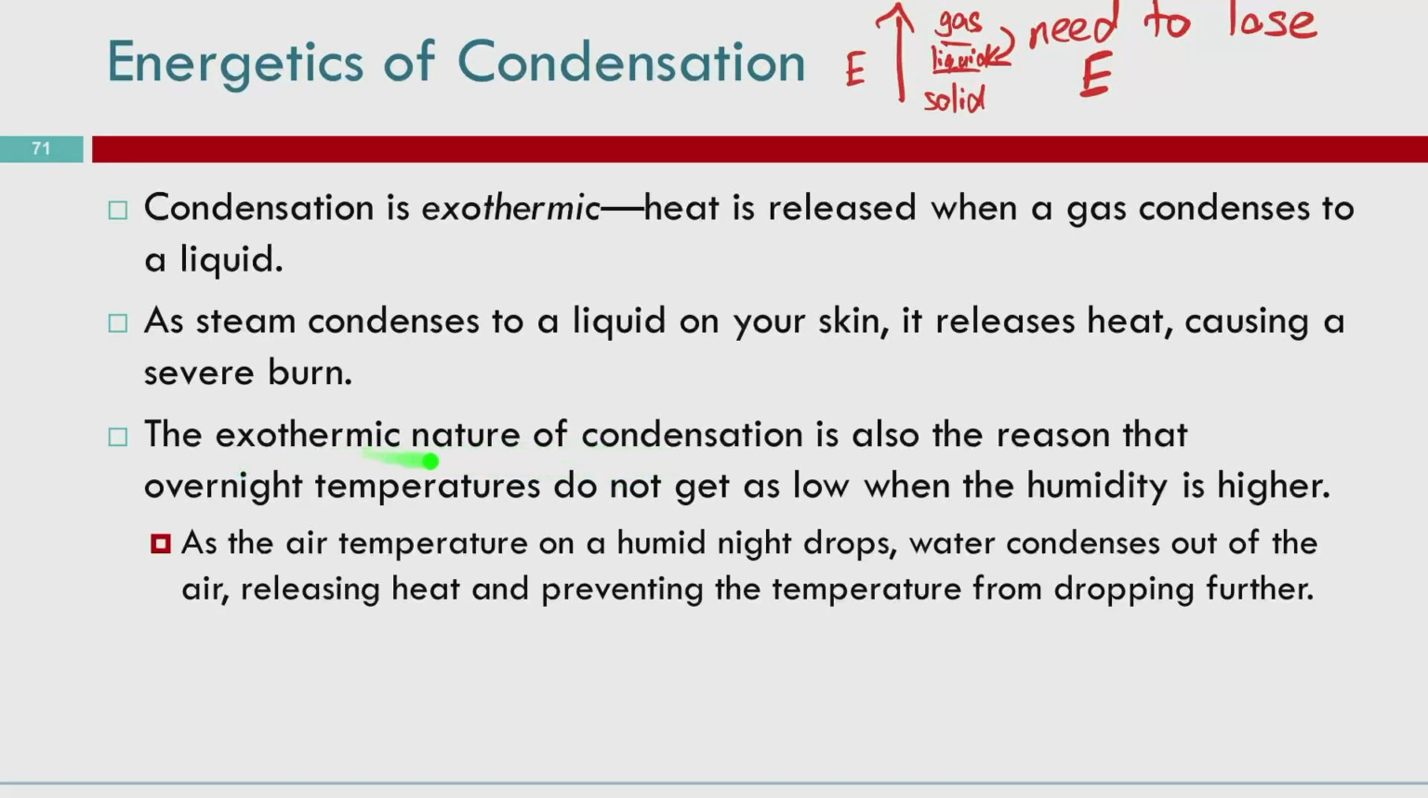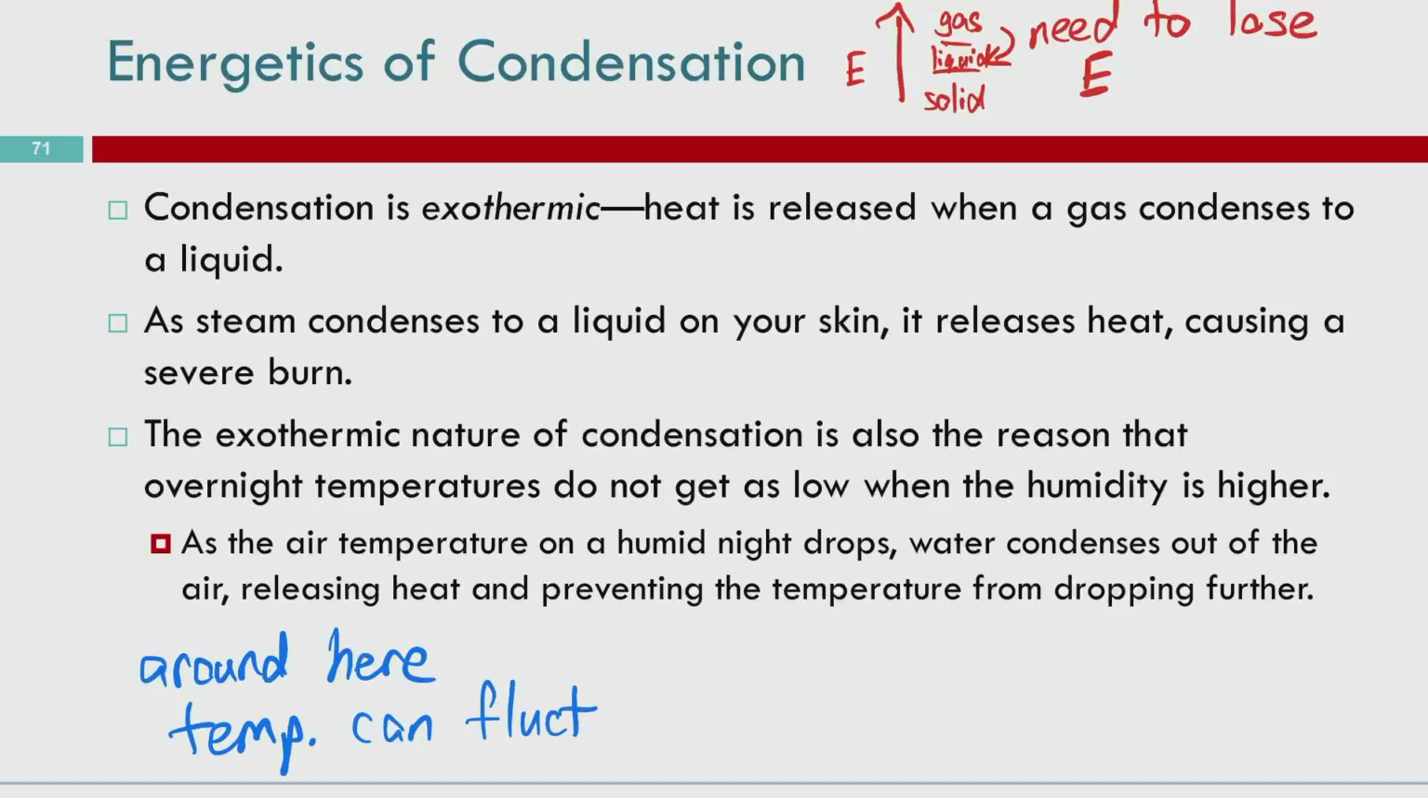The exothermic nature of condensation is also one reason that overnight temperatures don't get as low when the humidity is higher. So you may know, or you may not have paid attention to this at all, around here, this is just an FYI, temperature can fluctuate. We can get swings of like 40 degrees Fahrenheit from our low temperature to our high temperature. Like you wake up in the morning and it's a wonderful temperature. And then more towards 4 or 5 in the afternoon, it starts to get baking hot.